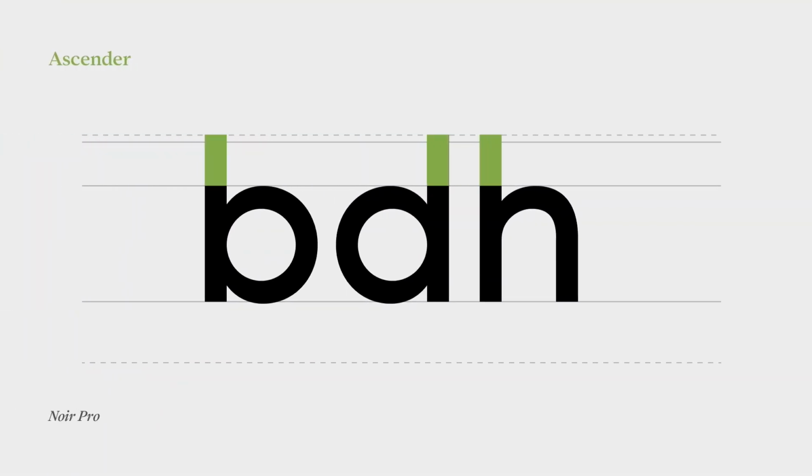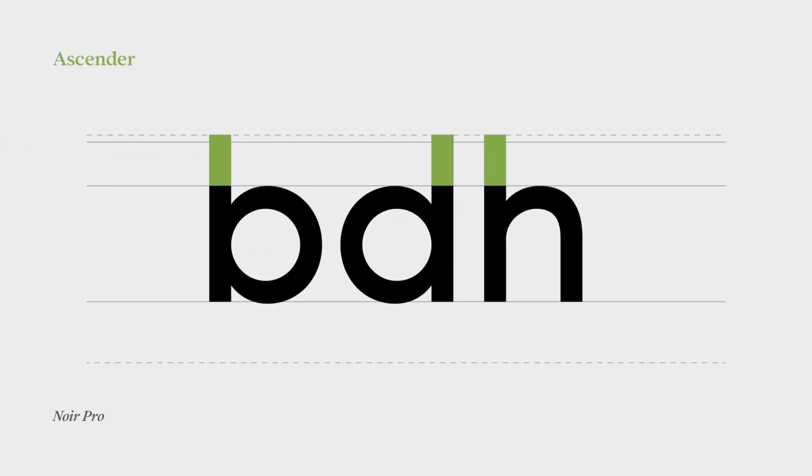A is for ascender. The ascender is any part of a lowercase letter that expands above the midline of a font. For example, letters B, D, and H.